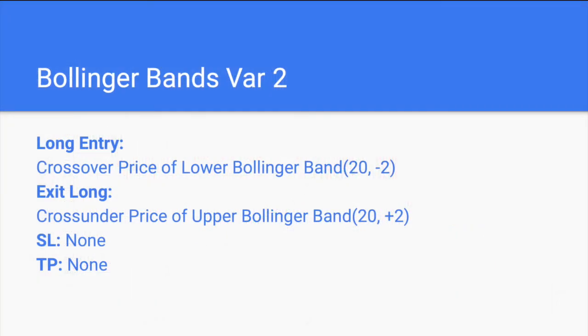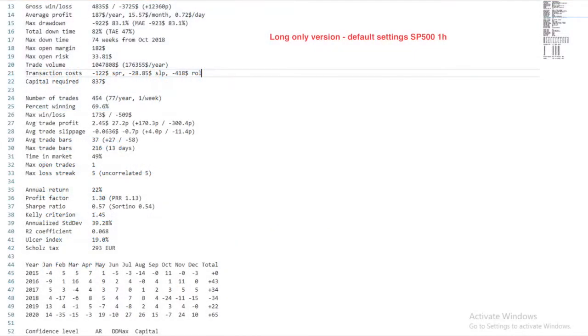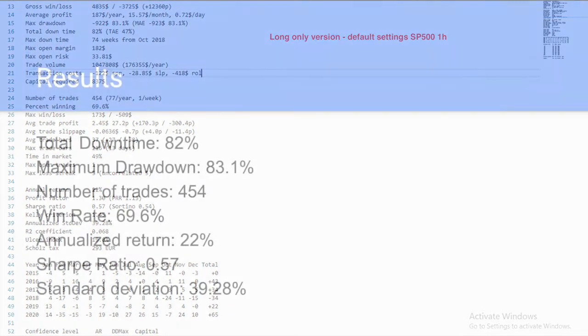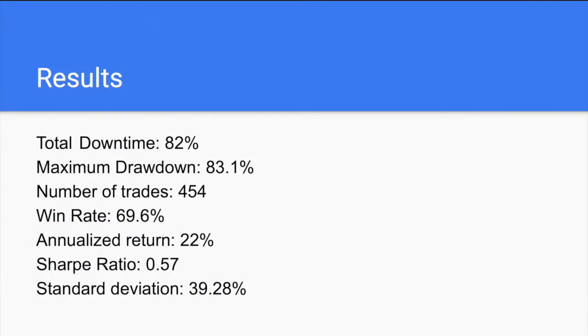In the second version, we will only use a long-only strategy. So we're going to go long when the price crosses over the lower Bollinger Band, and we exit the trade when the price crosses under the upper band. Let's have a look at the results. So we've got 82% total downtime, 83.1% maximum drawdown, 454 trades, a win rate of 69.6%, and an annualized return of 22% with a Sharpe ratio of 0.57 and a standard deviation of 39.28%.